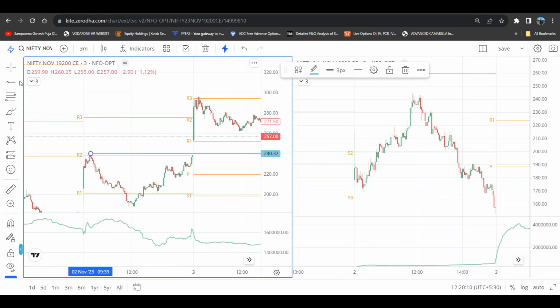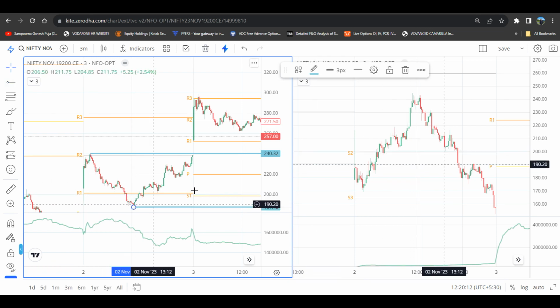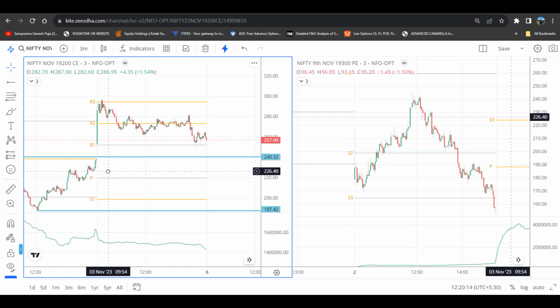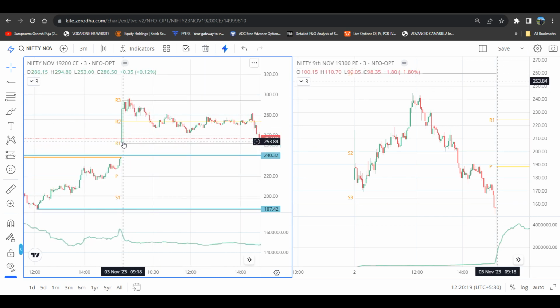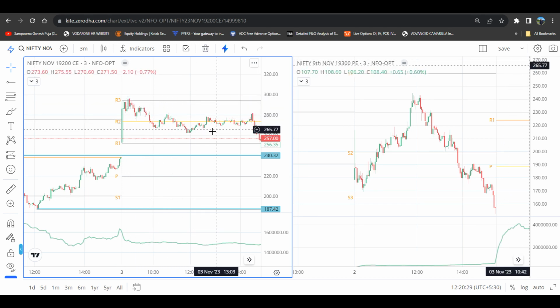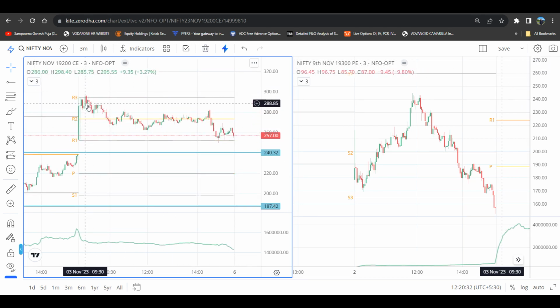Yesterday's high was around here, right? Yesterday's low was around here, okay, and close was somewhere around here only. Now it has opened at the gap up, right? It has opened at R1 only, and then there is no chance, right? And then it has gone above R2, it has gone to R3, and from R3 it has started retracing, because this is in an overbought situation.